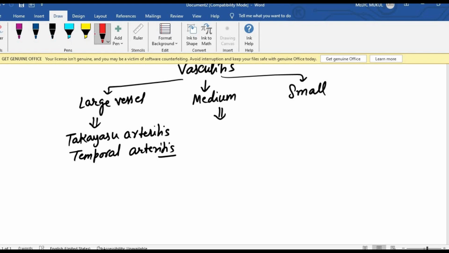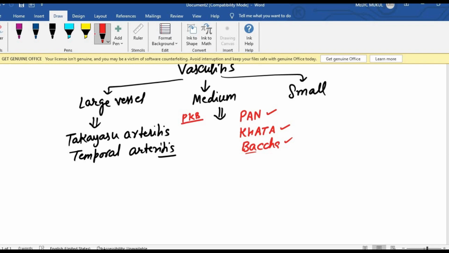In the medium vessels, remember the mnemonic: Pan, Khata, Bacha. This is a mnemonic in Hindi. For English speakers, you can remember just P, K, B. And for Hindi, you can remember Pan, Khata, Bacha. Bacha means children.